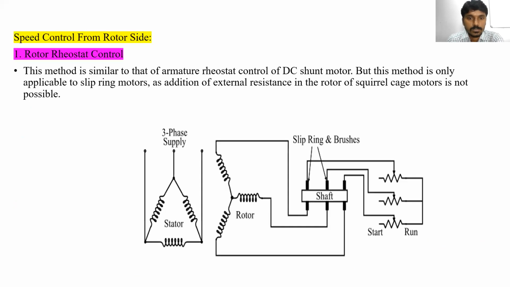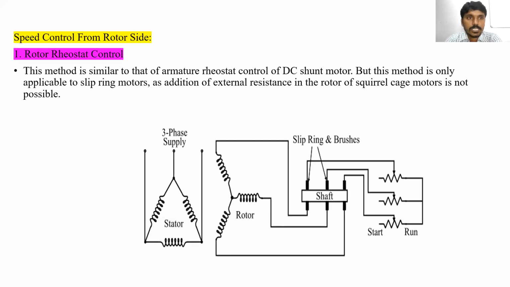We have one method, speed control of induction motor using rotor resistance control or rotor rheostat. Generally this method is used in the slip ring induction motor, that is, the ring type of motors. This method can be used only for ring type motors, which are nothing but the slip ring induction motors.